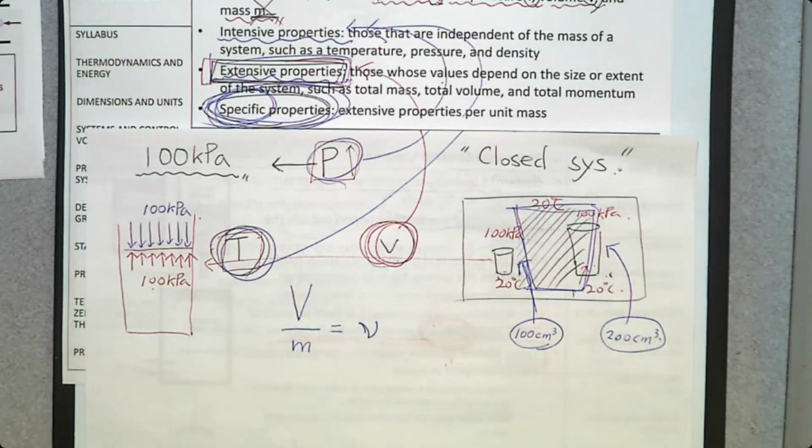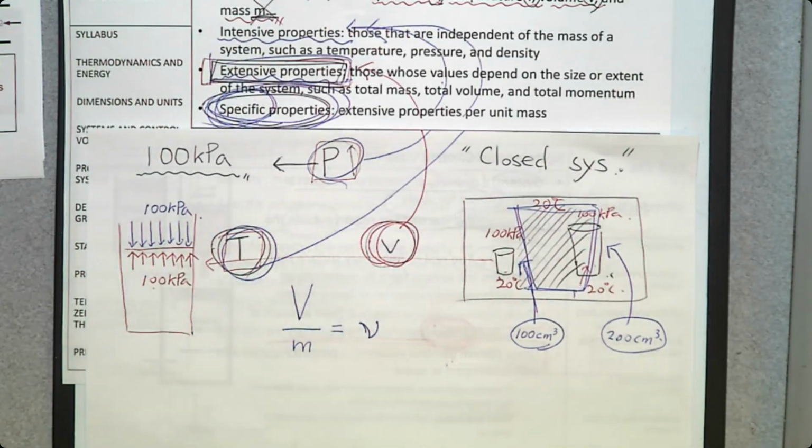So this lowercase v represents specific volume. The specific volume of the coffee in this small cup is going to be the same as the specific volume of any other coffee, as long as it is coffee. So that specific volume is not an extensive property anymore. It's going to be independent of the size of the system. So we can use this in thermodynamic analysis.